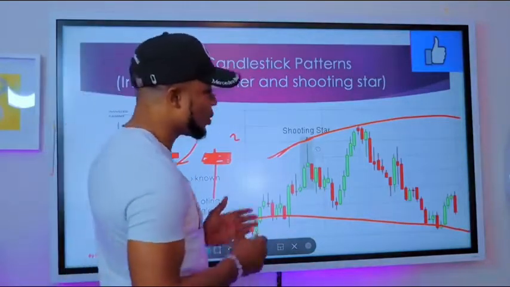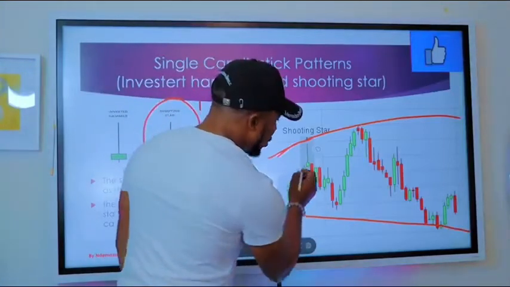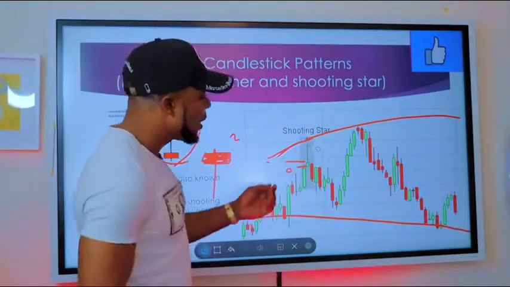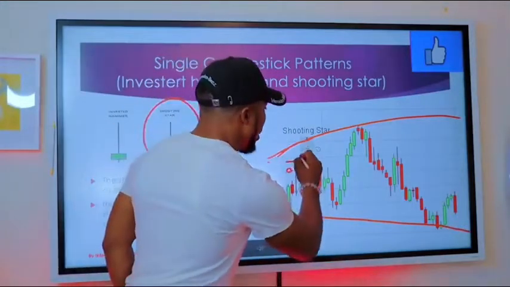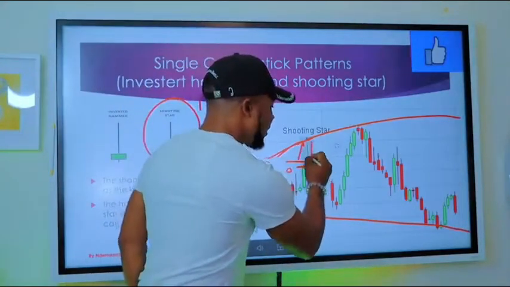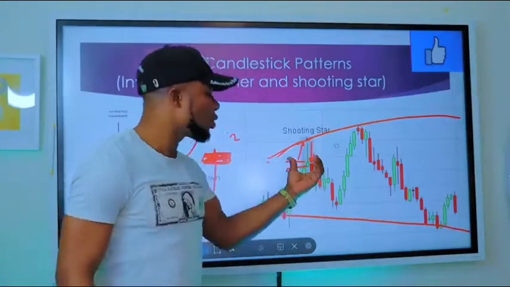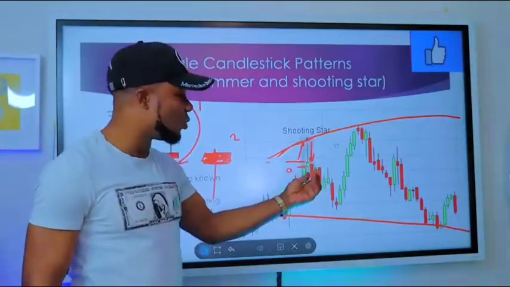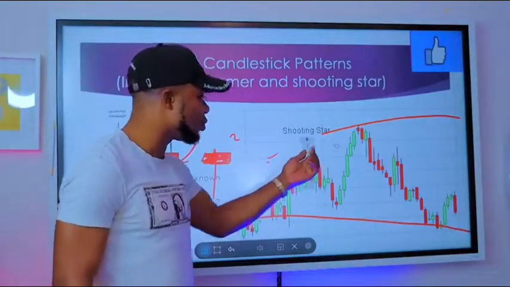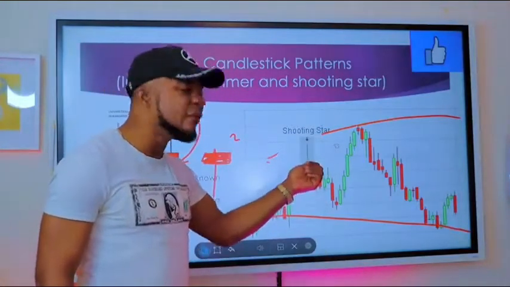The reason why it is called a shooting star is because you can see at this particular level, the candle opened somewhere here. This was the open price. This was the close price. But within this time period, the market pushed up right up to this particular level. Then the sellers came in and pushed the market back to this level. You can see the wick of the candle is longer than the body of the candle, because you can see the degree to which the sellers were able to push that market down. So this is the first sign.